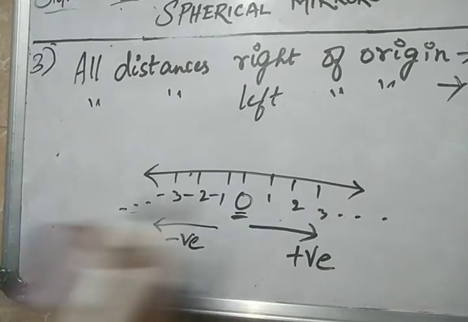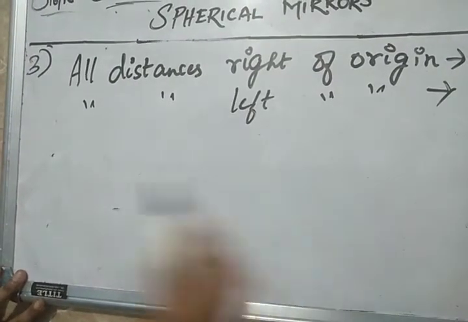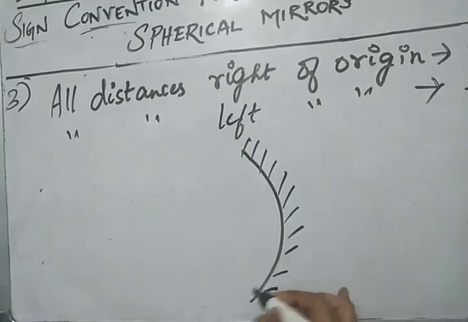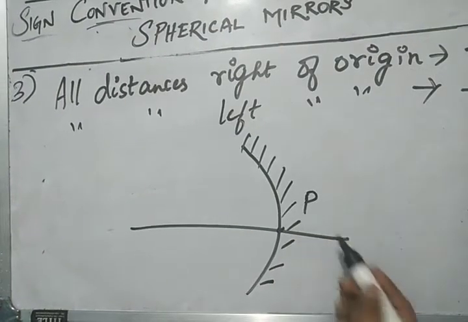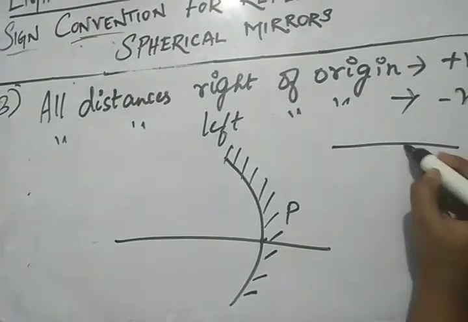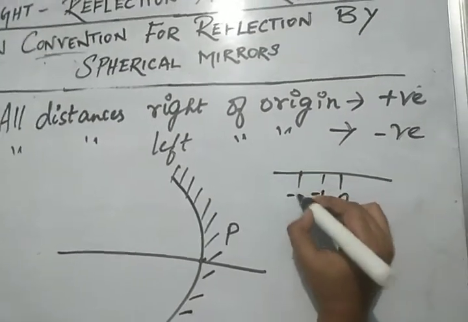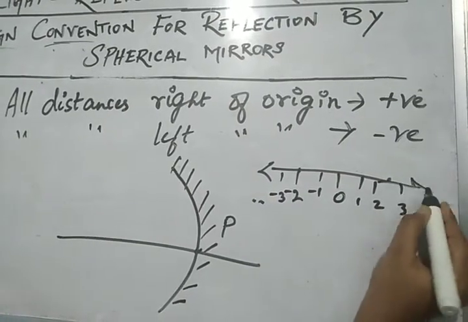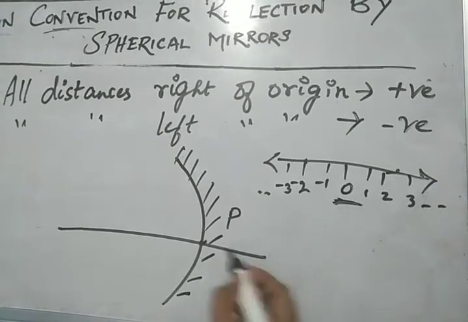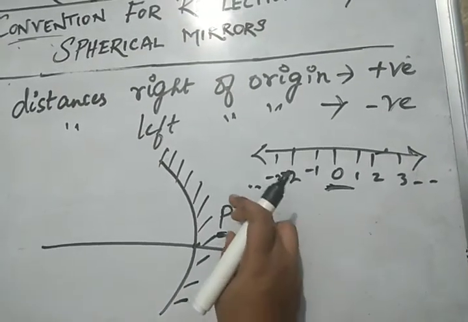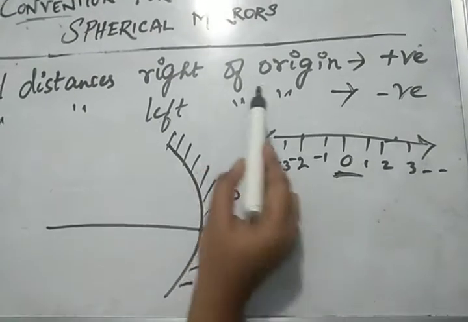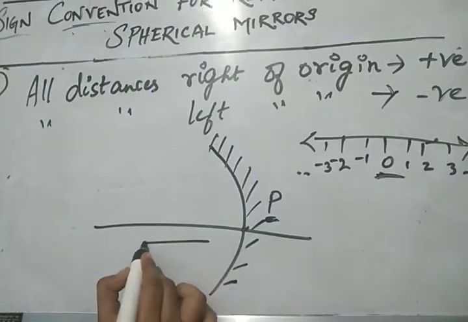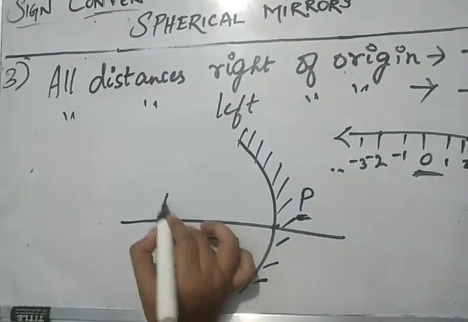Same ways in your spherical mirror, take this spherical mirror, a concave mirror, pole is the origin. If you take a number line, this is a 0, -1, -2, -3 goes on. Here 1, 2, 3 and it goes on, right? Let this pole be a 0. Just imagine this pole to be 0. Now, distances right of the origin. Which is the origin? Pole. Distances that are right to the pole, taken as positive.